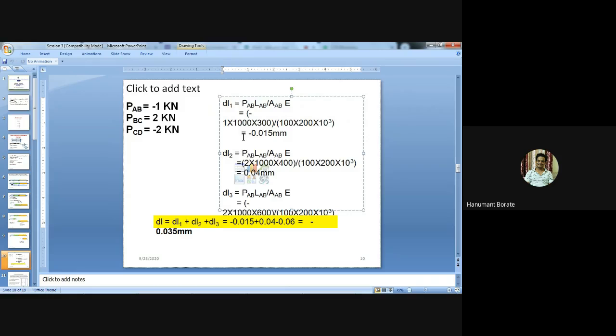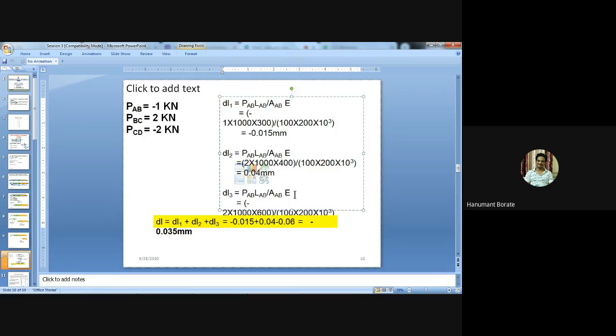In this way, delta L1 equals minus 0.015. Minus because it is a compressive force; we got the PAB value as minus 1 kilonewton. Then similarly, we can calculate the deformation for member BC. Use the formula delta L2 equal to PBC LBC divided by ABC into E. So here we'll get the value 0.04 mm.